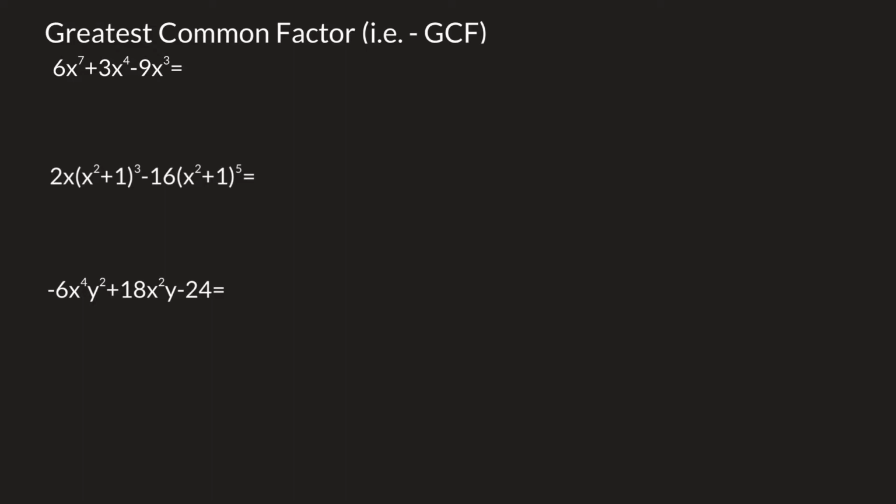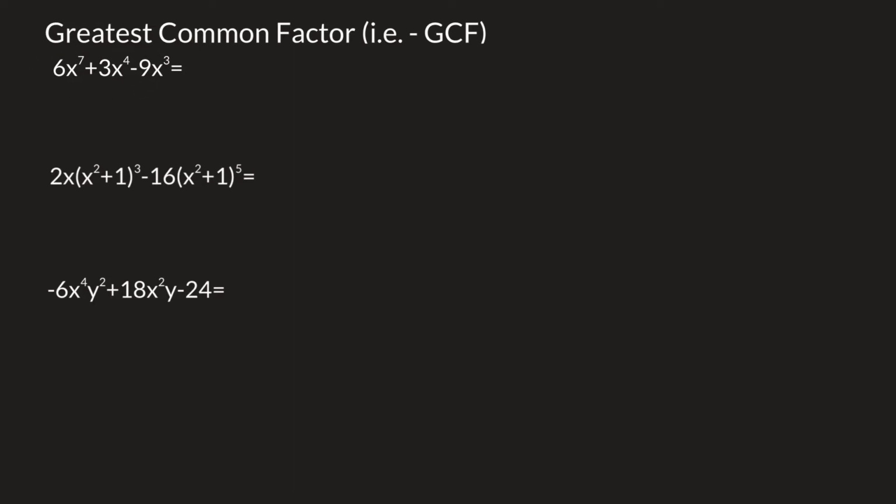What does that mean? Common factor means common in all the terms. So in this first problem here, 6x to the 7th power plus 3x to the 4th minus 9x to the 3rd power, we're trying to take a look at all three terms, right? And trying to see what they share together, and how much of each thing they share.